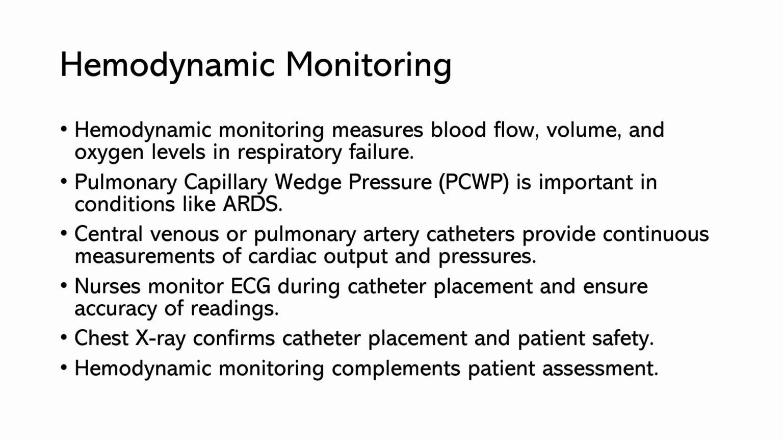ARDS. Hemodynamic monitoring is typically done using a central venous pressure catheter or a pulmonary artery catheter, sometimes called a Swan-Ganz catheter, which is inserted into a large vein. This catheter provides continuous measurements of important parameters such as cardiac output, systemic vascular resistance, and intracardiac pressures.